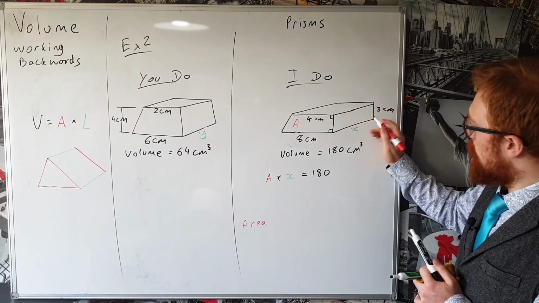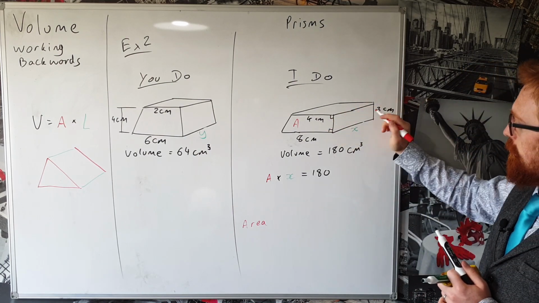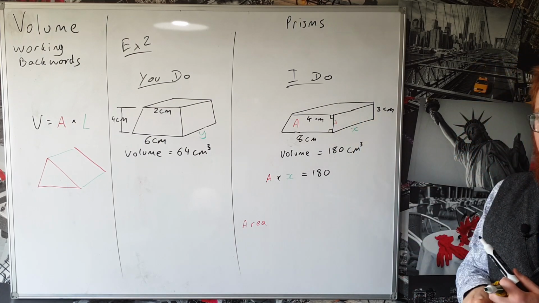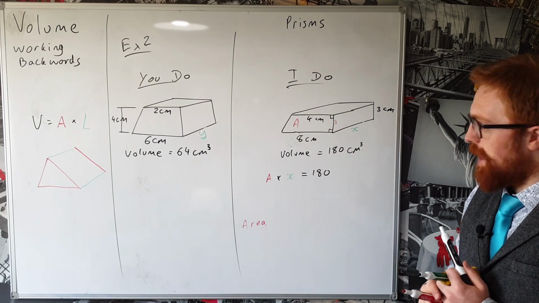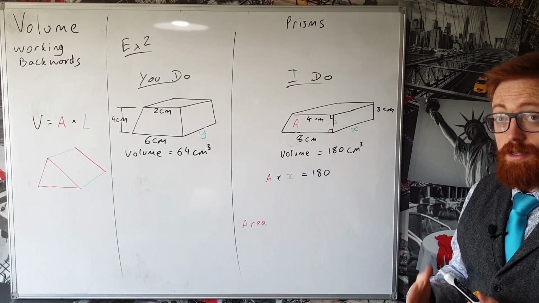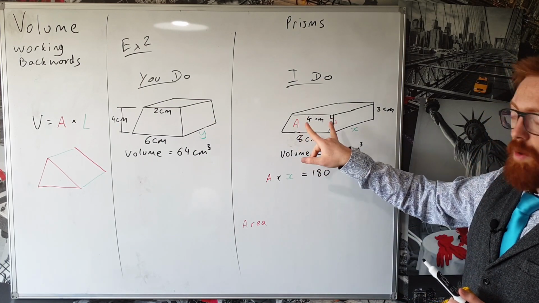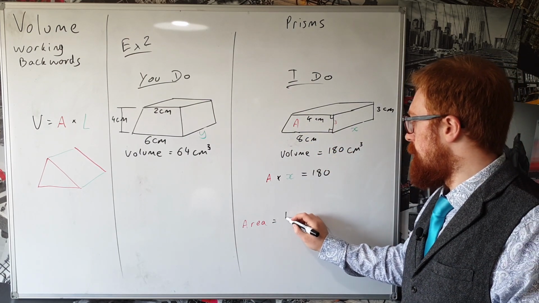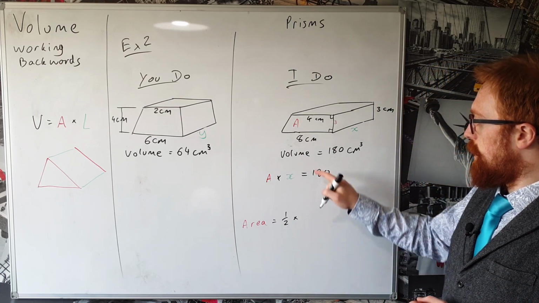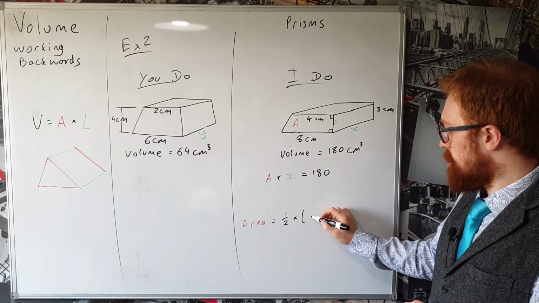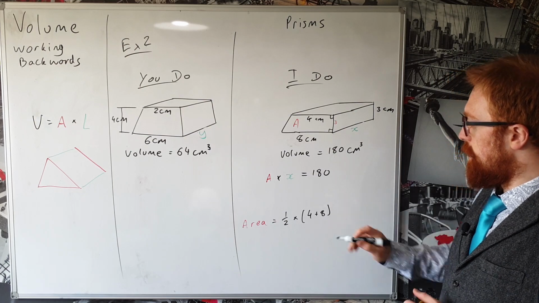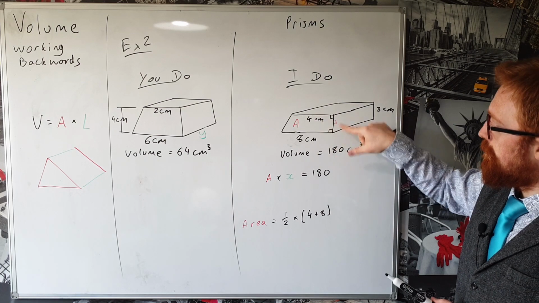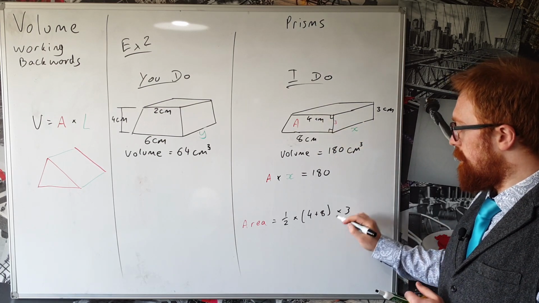So I know that because this is a prism, because it's the same all the way across, this length here is also 3, which then allows us to find our area of this trapezium. Now the area of a trapezium, if you remember, is the average width times by the height. Now the average width is a half times by the top plus the bottom, 4 plus 8. Remember, to find the mean of two things, you add them together and half them. So the average width times by that height times by the 3.